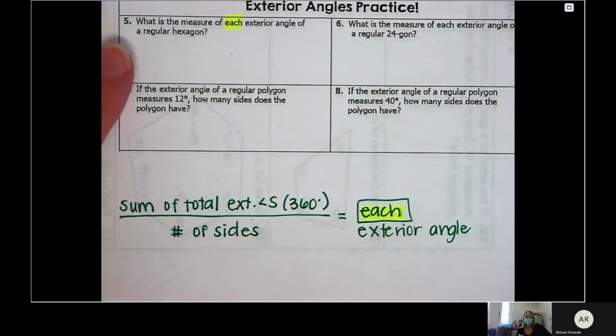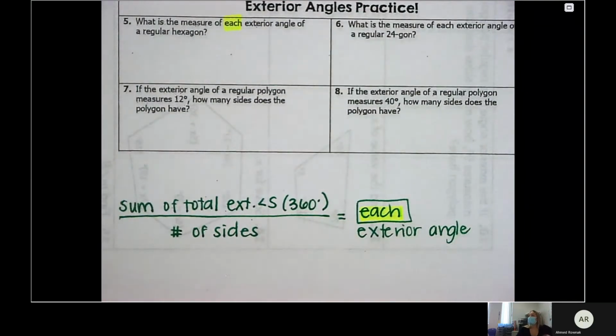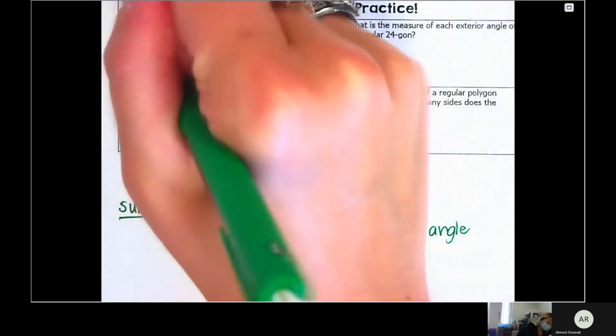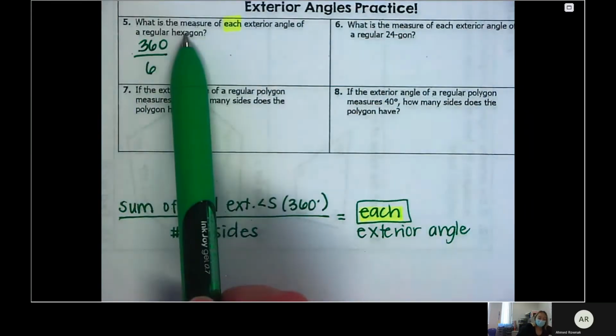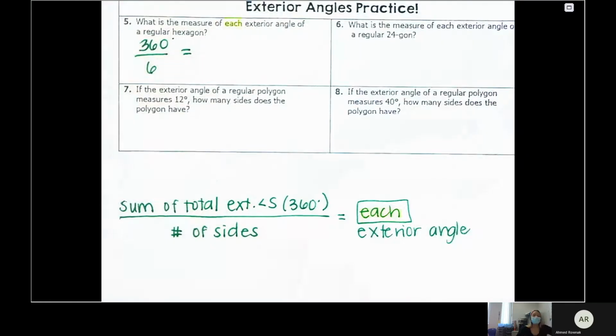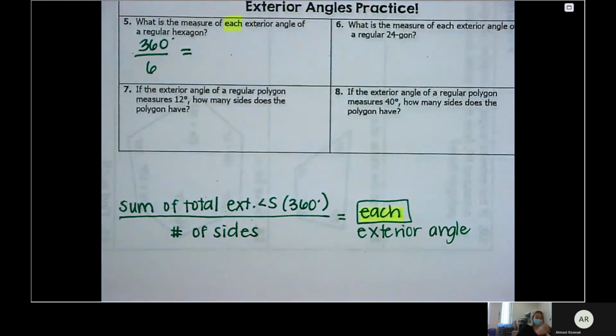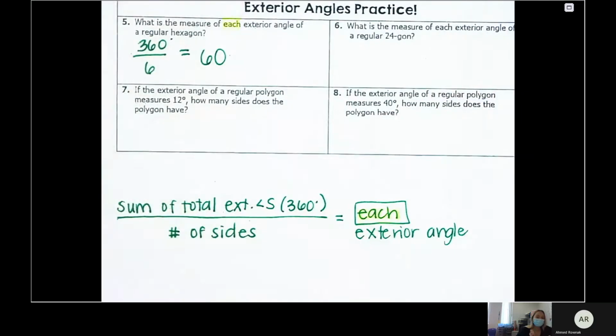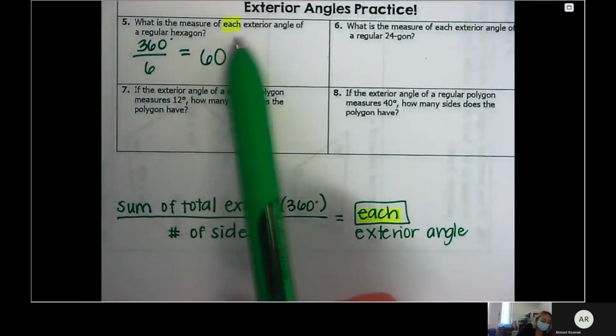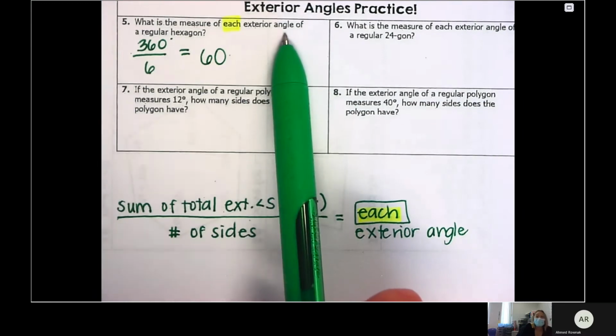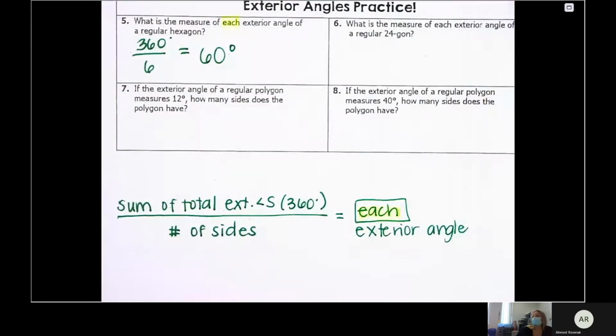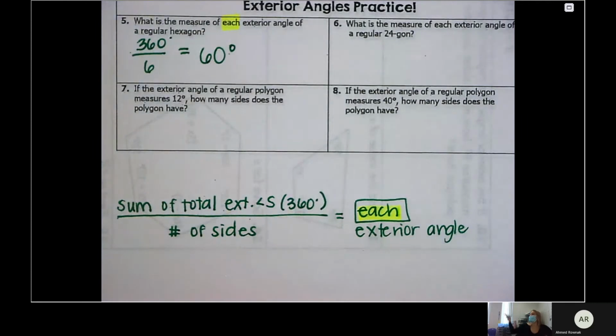So how am I going to set up my equation for number 5? 360 divided by 6. Yeah, that's it. It's the whole thing. 6 sides in a hexagon, 360 degrees in total. What is 360 divided by 6? 60. Now we're talking about what? An angle. So we should have a degree symbol. Good. And that was it. That was the whole problem. Easy, right? Easy, easy, easy.